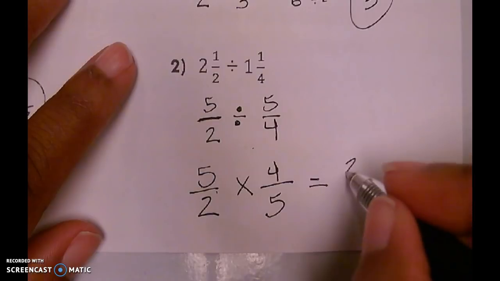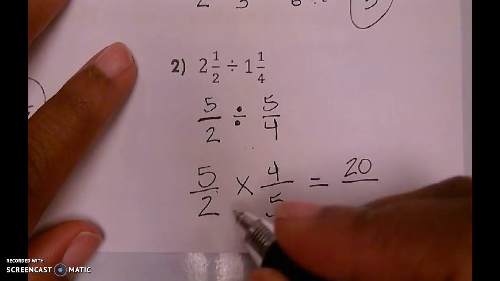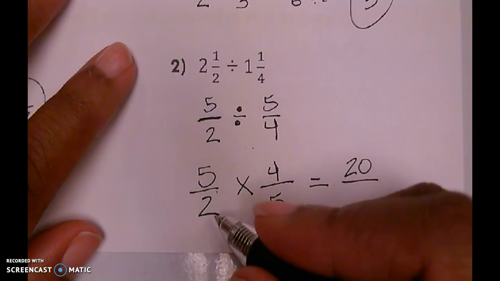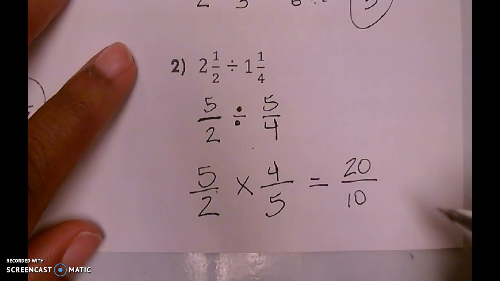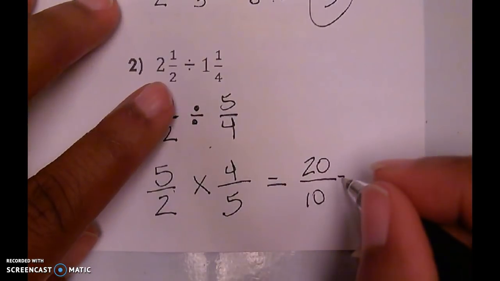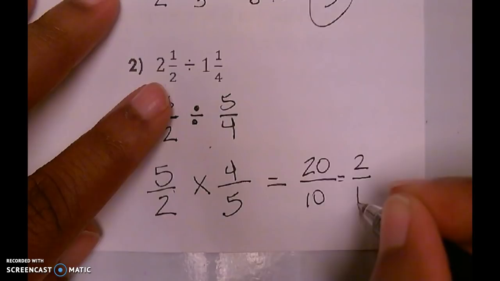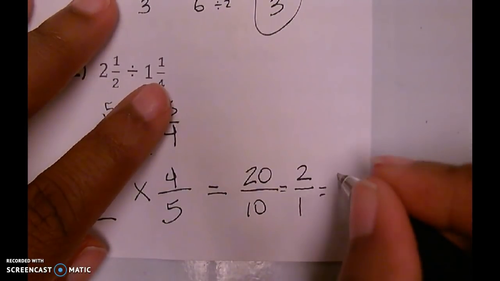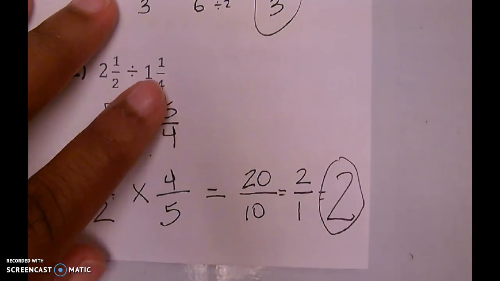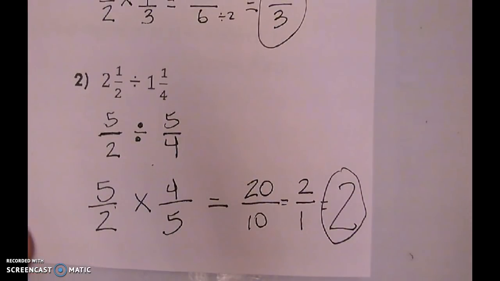5 times 4 is 20, and 2 times 5 is 10. Well, if I simplify that, that's the same thing as 2 over 1, and 2 over 1 is the same thing as the whole number 2. So 2 is going to be my final answer.